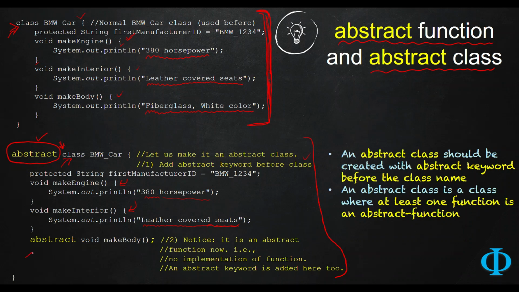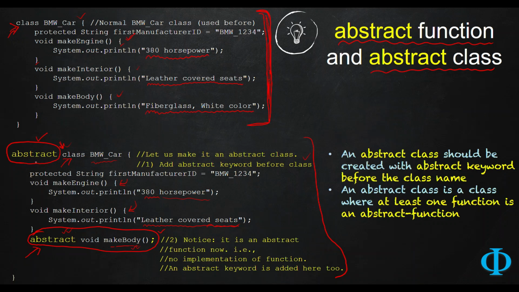But look at this make body function over here. We have just skipped the make body implementation, and we have also added the abstract keyword before the make body function. So now in this abstract class we have an abstract function. This BMW car class is now an abstract class with an abstract method of make body, which does not have its own implementation. So what will happen now?